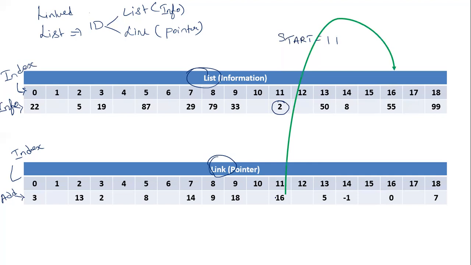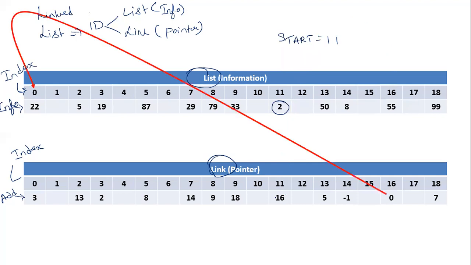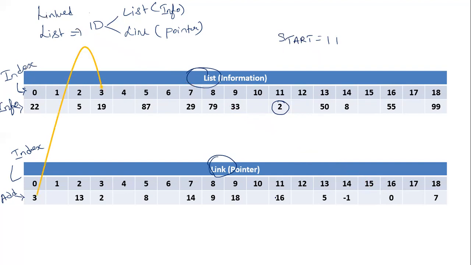Then after getting the information, the 16th node leads to the 0th node. In the 0th node, we have information 22. Then after accessing 22, it leads to node number 3. In node number 3, we have 19. Then it leads to 2. Like that, we can traverse the linked list. Now we can access the linked list in this form.